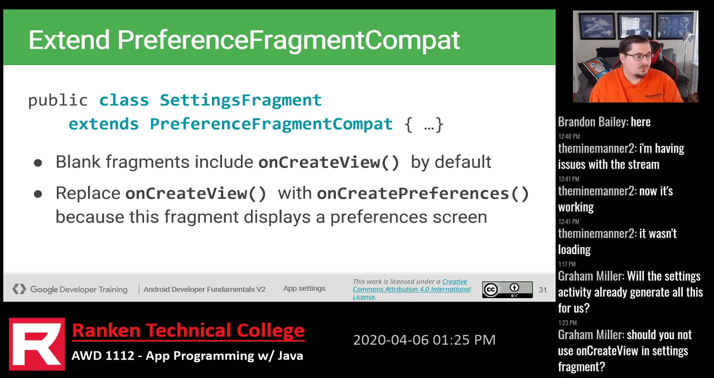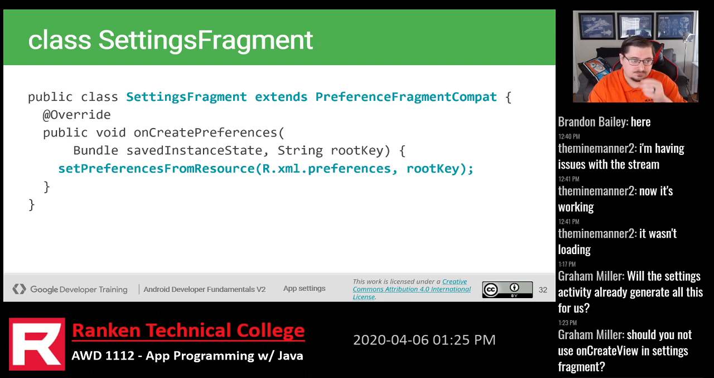So onCreateView is already implemented by PreferenceFragmentCompat, and that deals with all the logic it needs to do to set things up. We just override onCreatePreferences. Okay. So our SettingsFragment class is going to look like this. And just like the SettingsActivity, this is the entire class. And most of the time, you don't need to write much more than this.